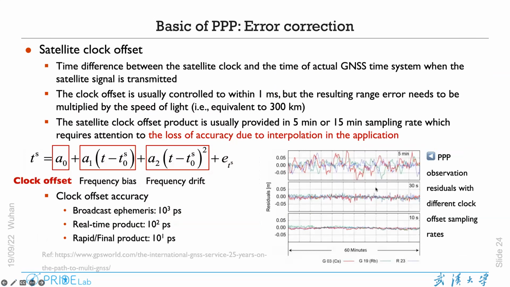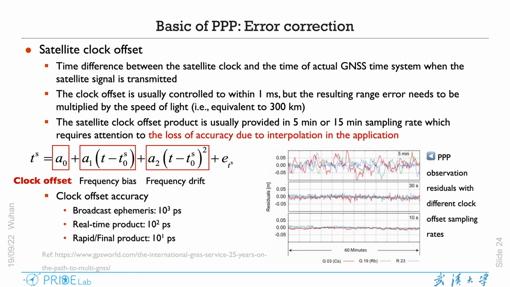Okay, this is a satellite clock offset, and we have a lot of text here, but in the broadcast ephemeris we use a second order polynomial equation to describe the behavior of the clocks. In the precise point positioning, we usually need to use a tabulated clock product to provide the clock corrections.